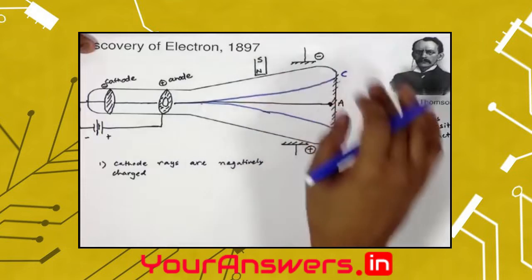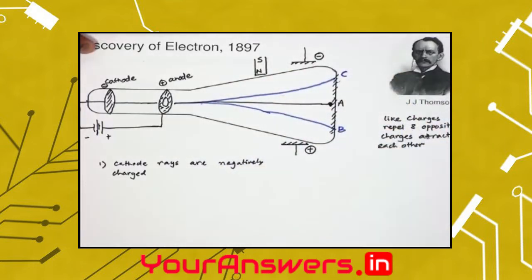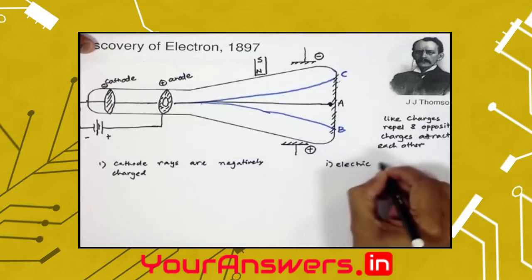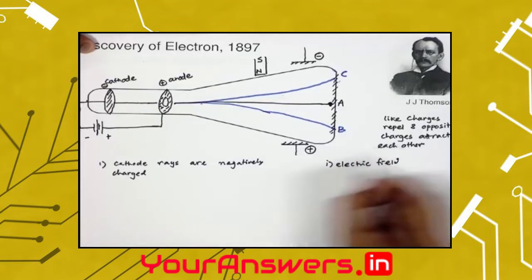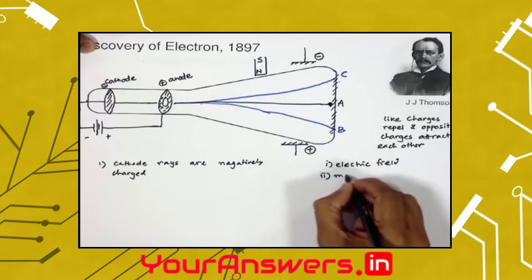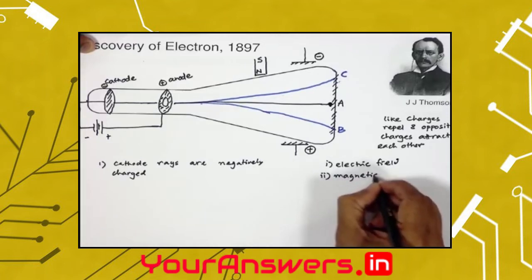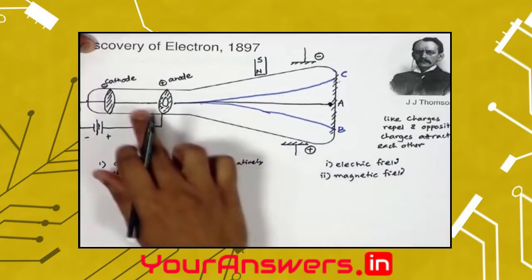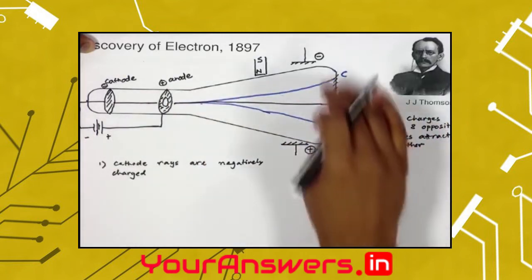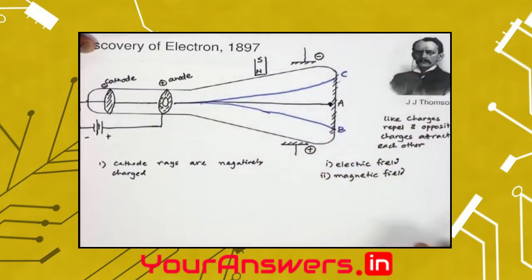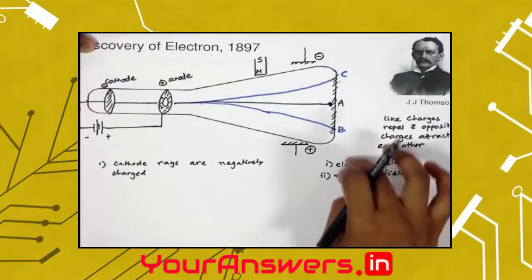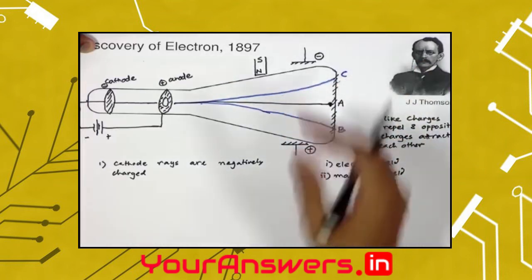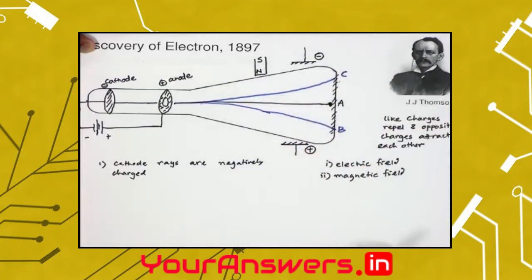So, now using these two setups, one was the electric field, another was the magnetic field. By using these two different fields, J.J. Thomson showed that these cathode rays are getting deflected in opposite directions. Now, we have two different fields whose strength we know because we are doing the experiment on that.